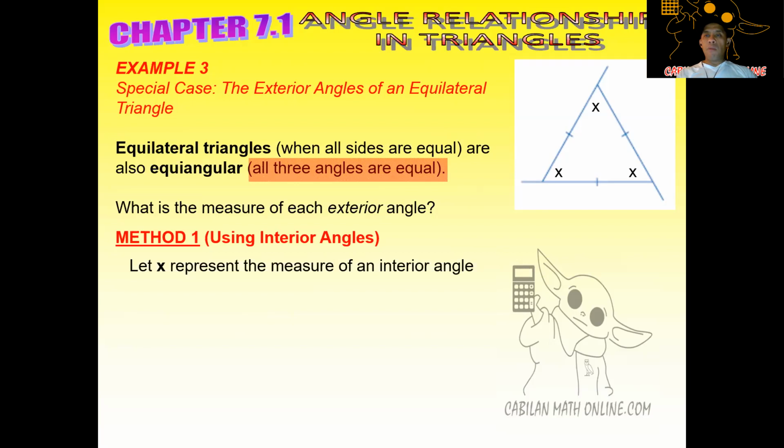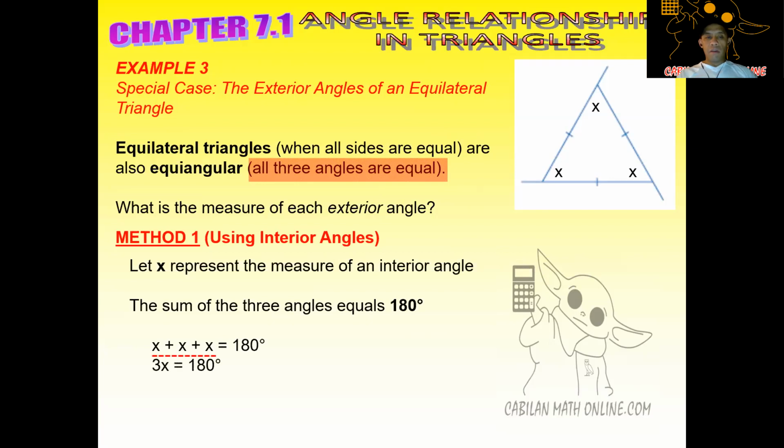Remember, inside the triangle, all three angles add up to 180, and we're going to set it up exactly the way I just said. So I'm going to take the three x's and add them up to equal 180. Adding up the three x's gives us 3x. Last but not least, we divide both sides by 3, and that gives us a total of 60 degrees. So that's step number 1. Each of these three angles is 60 degrees.